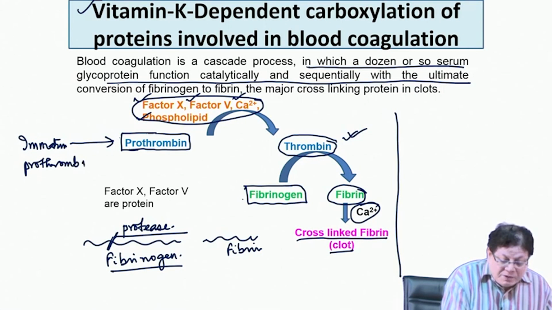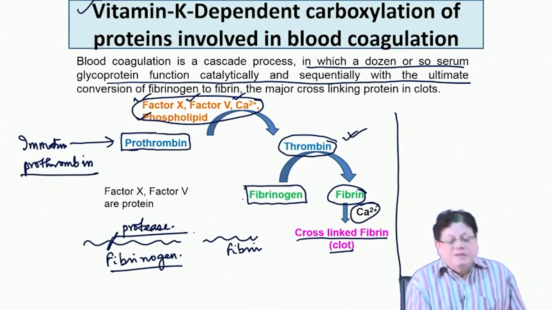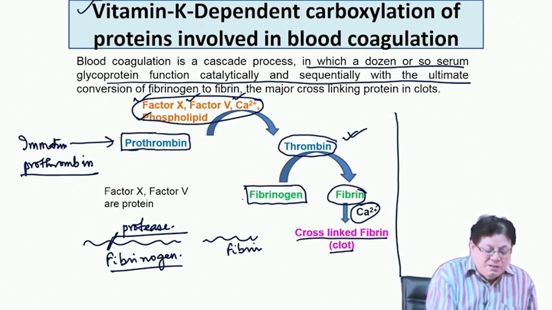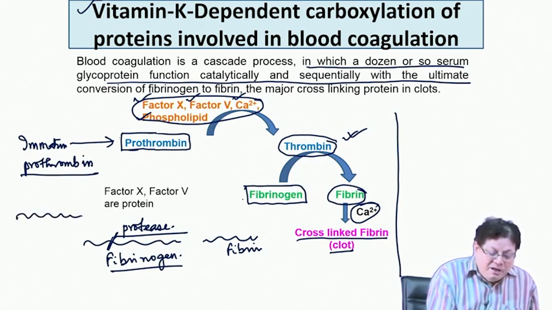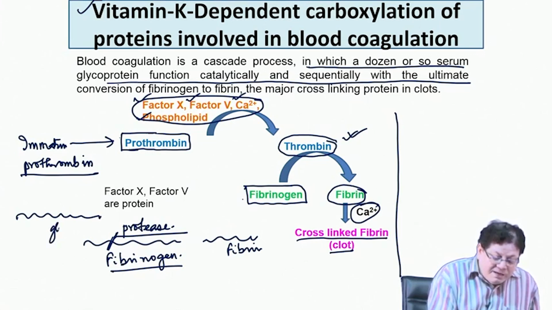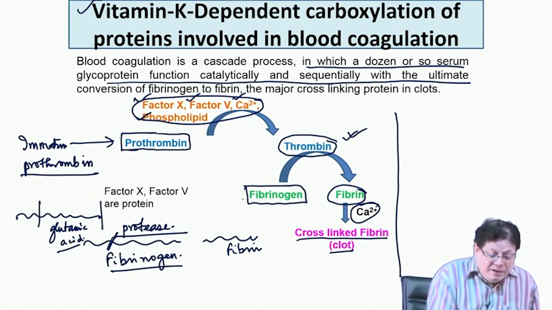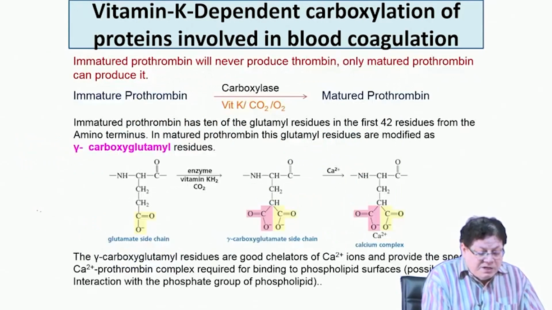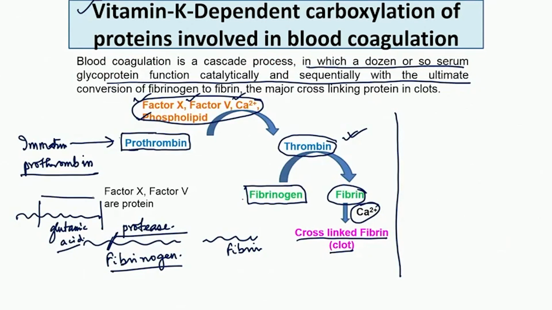What is immature prothrombin? If you look at the amino acid sequence of this protein, you will see that there are many glutamic acid residues at the terminal end. There are at least 10 glutamic acid residues within a stretch of 1 to 40. That means, out of say 40 amino acid residues, 10 are glutamic acids.